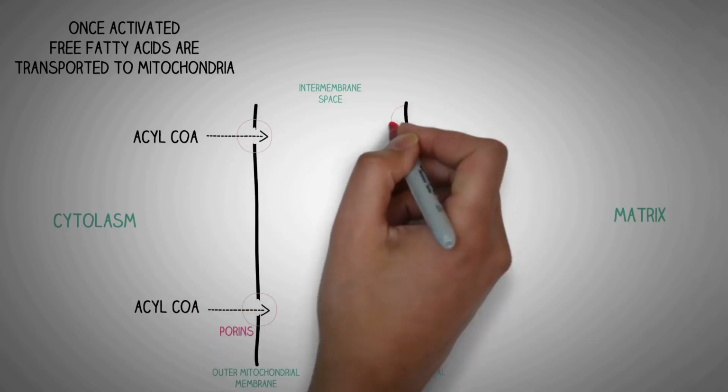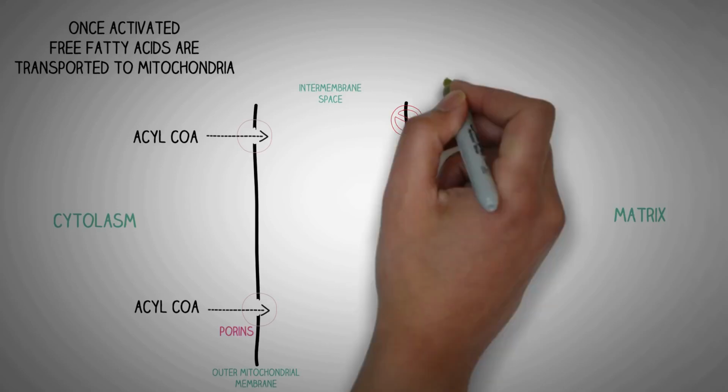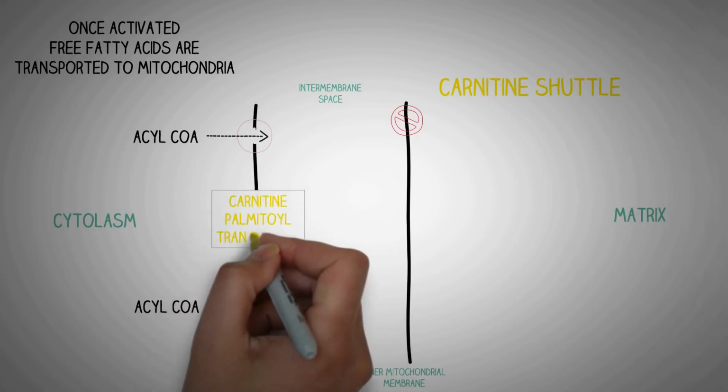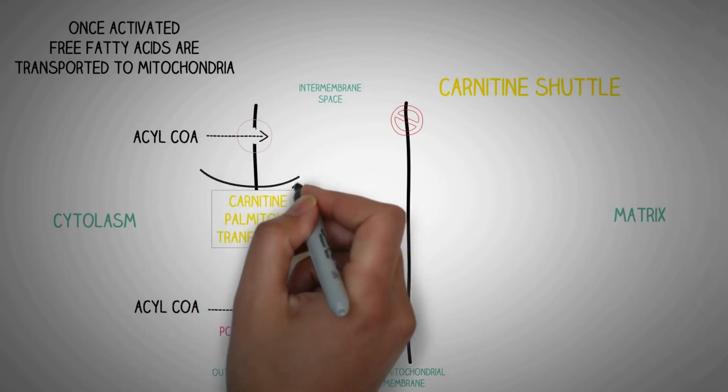So acyl-CoA can freely transport inside the intermembrane space after crossing the outer mitochondrial membrane. But after that, the inner mitochondrial membrane is not permeable, so we require a special mechanism to transport the acyl-CoA through the inner mitochondrial membrane into the matrix. This mechanism is called the carnitine shuttle. Now the carnitine shuttle contains many enzymes, and one of them is carnitine palmitoyl transferase 1 located in the outer mitochondrial membrane.